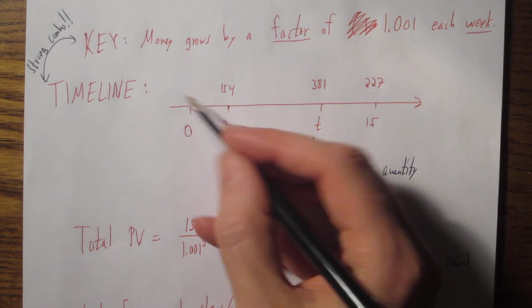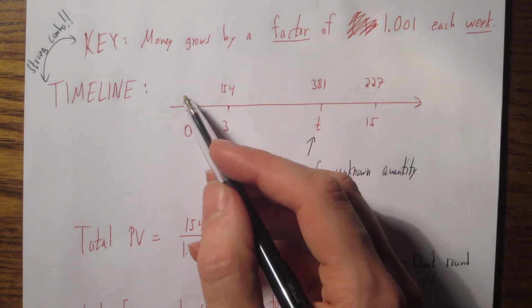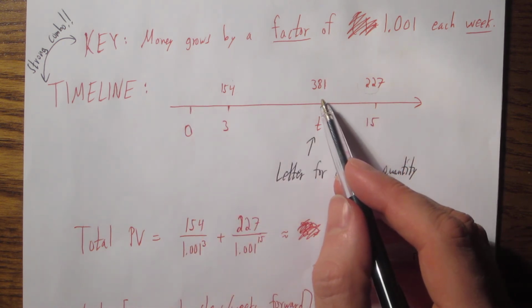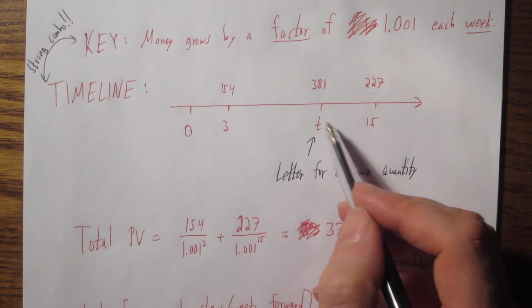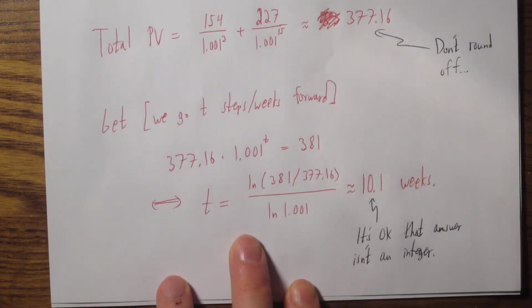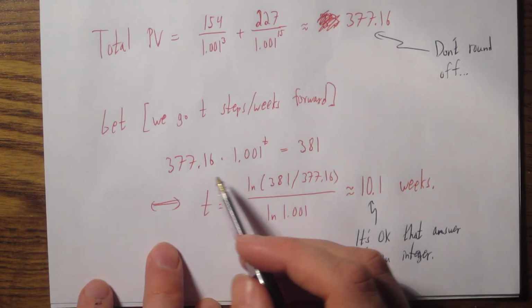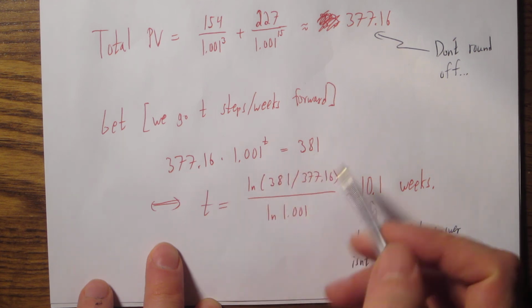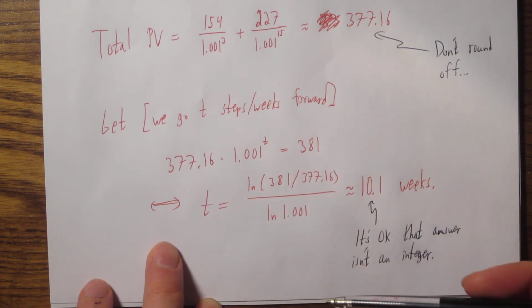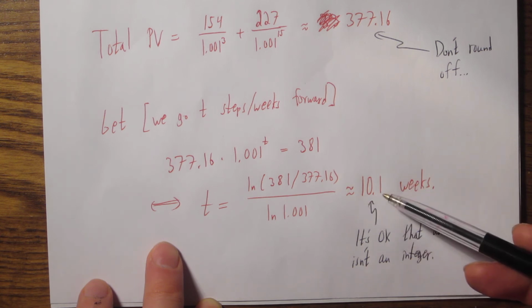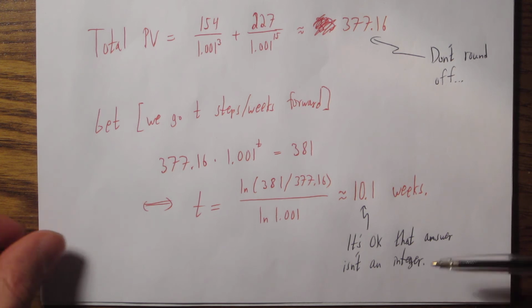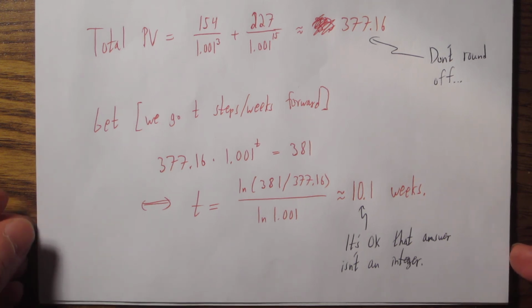Right, so once you have the present value of the total stuff, you ask the question, how many steps forward do you go before it's 381? This unknown quantity is t, say. You get the equation 377.16 times the factor to the power of t is 381. Move over, take logarithms. Use calculator if you have time. This is in weeks. It's okay if it's not an integer.